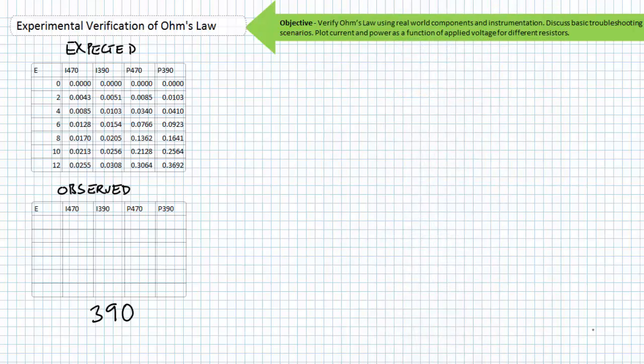Now take your observed voltages and your observed currents and multiply them together to determine the observed power dissipation at each operating condition. If you compare your observed power with the expected power, you should be looking good. All right, we got all the data we need to wrap this up.